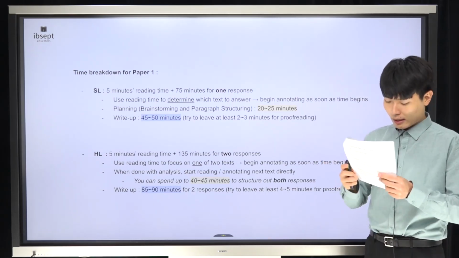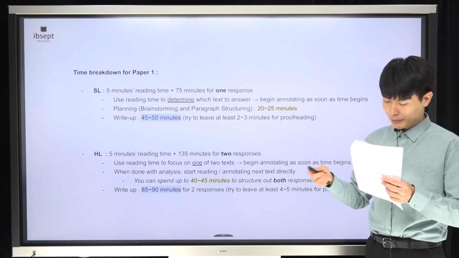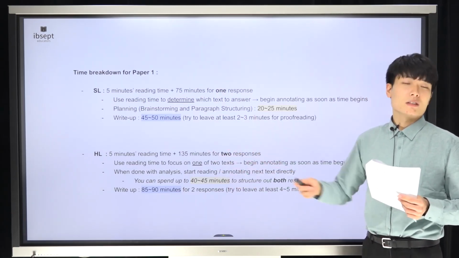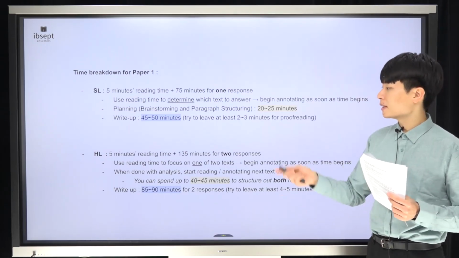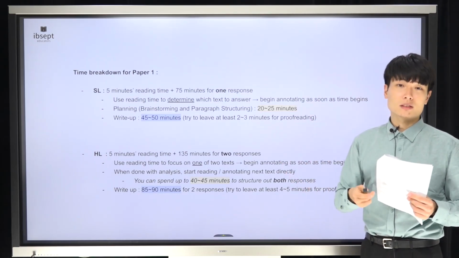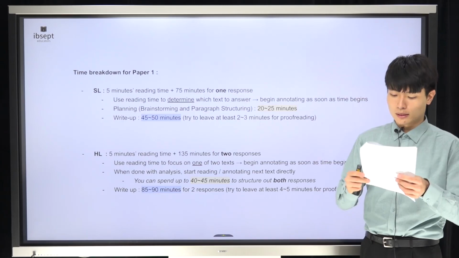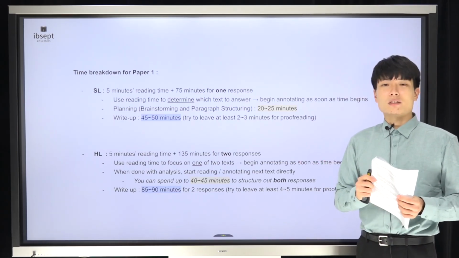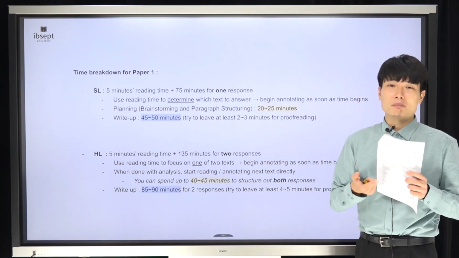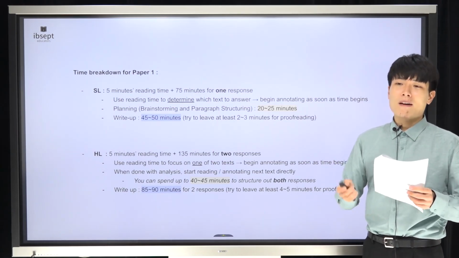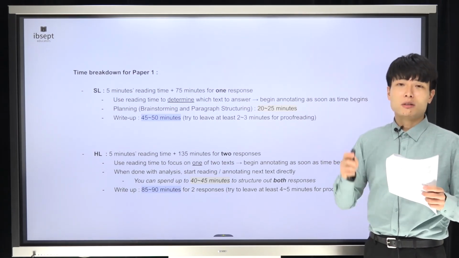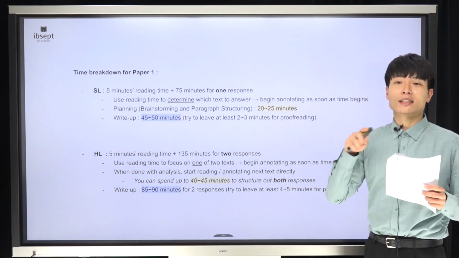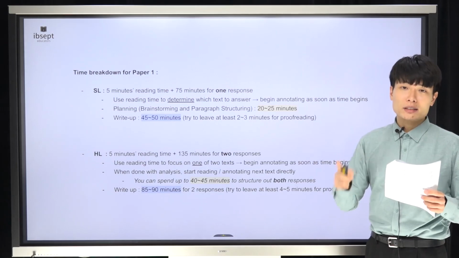HL students, time management is going to be slightly different. 5 minutes of reading time, 135 minutes, 2 hours and 15 minutes to write 2 responses to 2 separate paper 1 texts. During the 5 minutes of reading time, HL students will not bother reading both texts. They will simply focus on one text. Again, read the guided question first, then read through that text itself carefully.